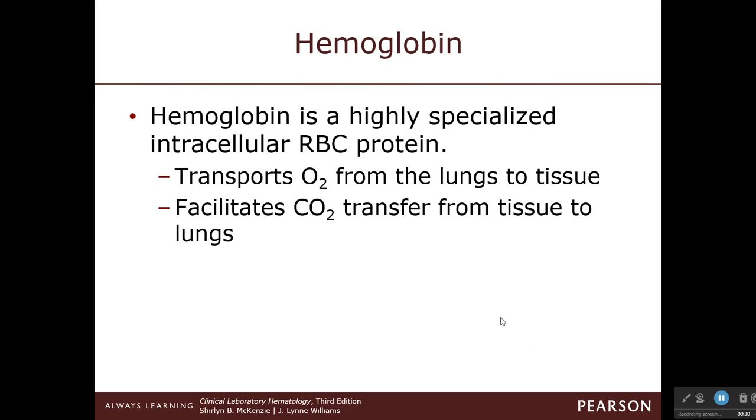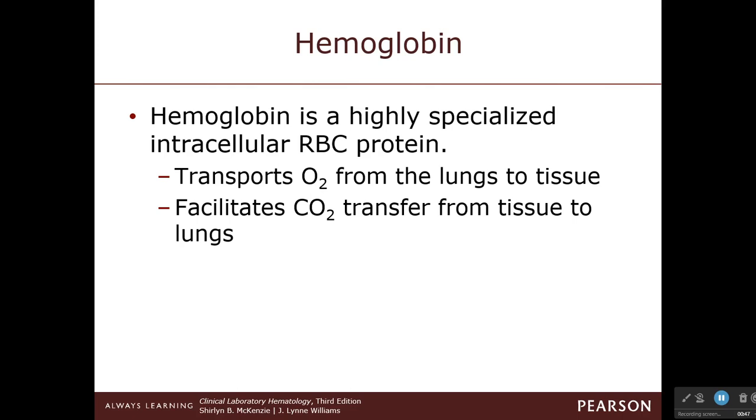Okay. All right, hemoglobin. So let's talk about hemoglobin. We've talked about the red cell. We've talked about the CBC. We've even talked a little bit about hemoglobin. We talked about the MCH and the MCHC. Those were dealing with hemoglobin. But let's talk about hemoglobin in general and what it is.